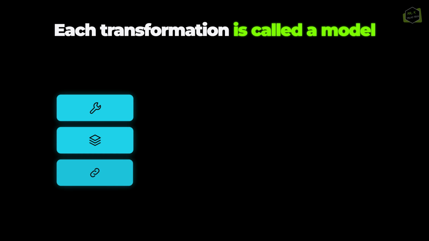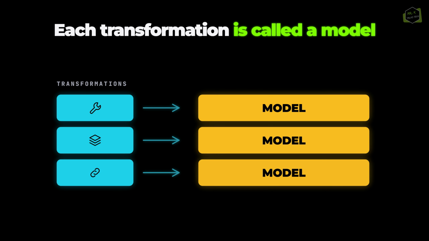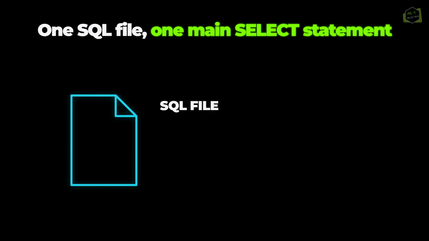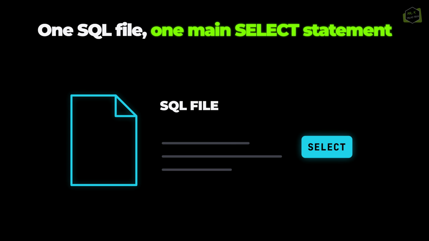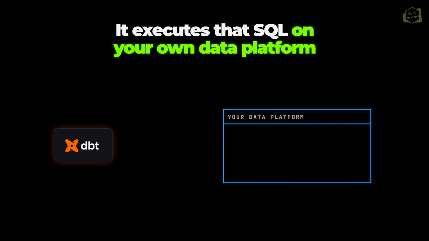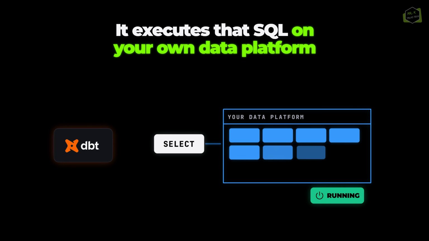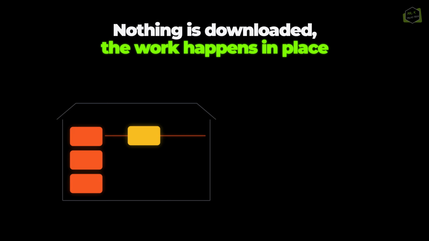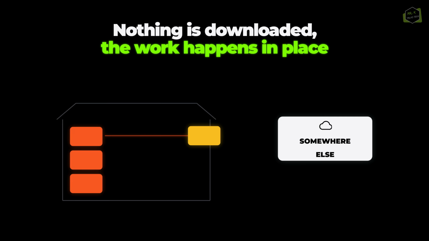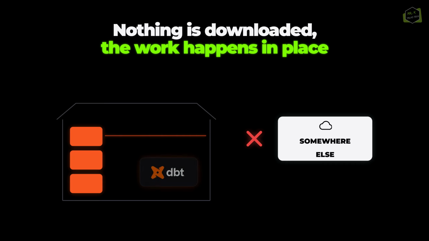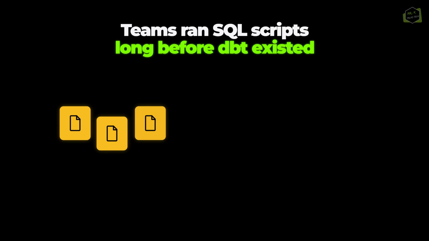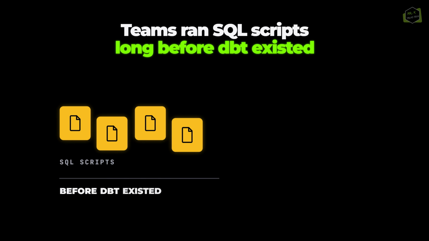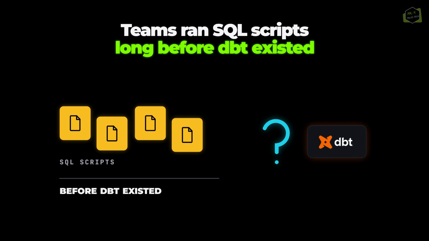In DBT, each of these transformations is called a model. A model is usually one SQL file containing one main select statement. When DBT runs, it executes that SQL directly on your own data platform. The data is not downloaded to DBT, processed somewhere else, and uploaded again. The transformation happens where the data already lives. But teams could already run SQL scripts before DBT existed. So what makes DBT different?